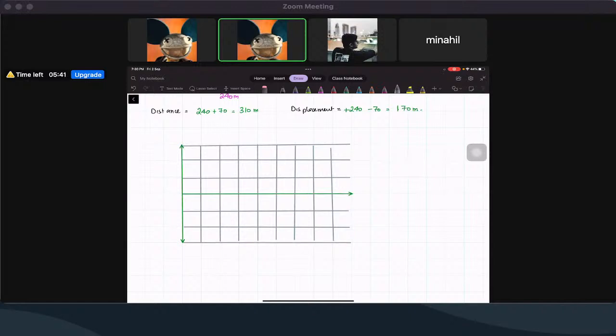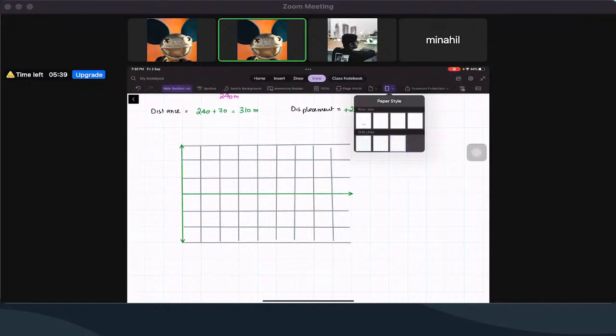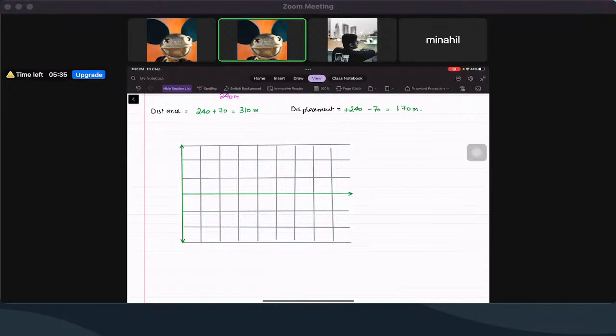Okay, back to the view. On this side we have velocity in meters per second. On this side we have time in seconds, and now there is a graph that shows something like this, okay?